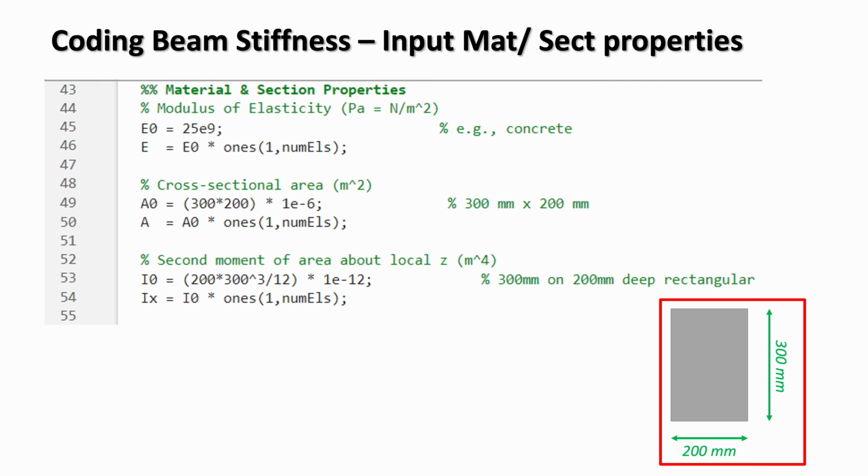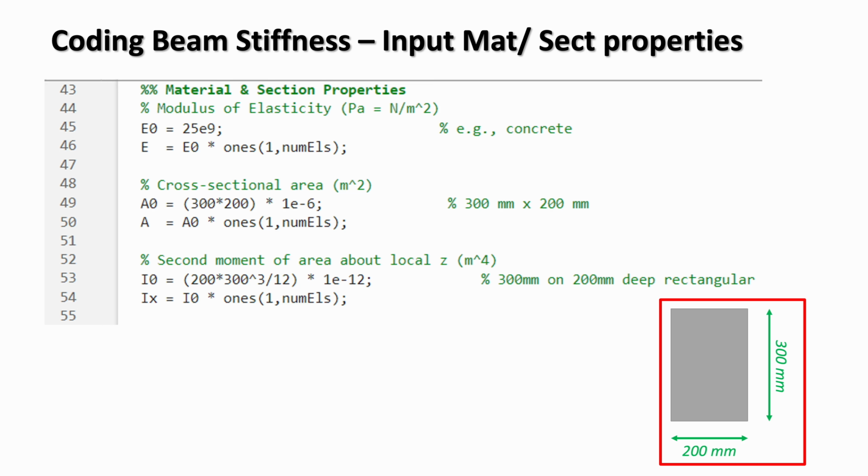Here we're using a modulus of elasticity of 25 gigapascals, which is typical for concrete, and we convert this into pascals to stay consistent with SI units. The same value is assigned to all elements. Next, we define the cross-sectional area using the rectangular section we were given earlier. We convert it into square meters and apply it to each element.